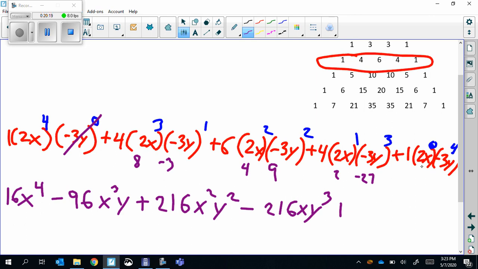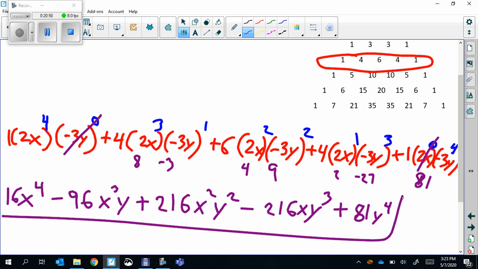All right, and then we've got 2 to the 0, cancels out. Negative 3 to the 4th is 81, positive 81. So that will be positive 1 times 1 times 81. The x is gone, but we got y to the 4th. That's it.